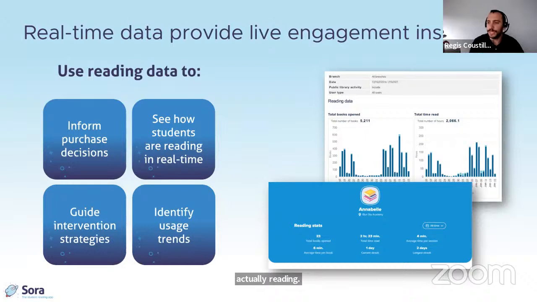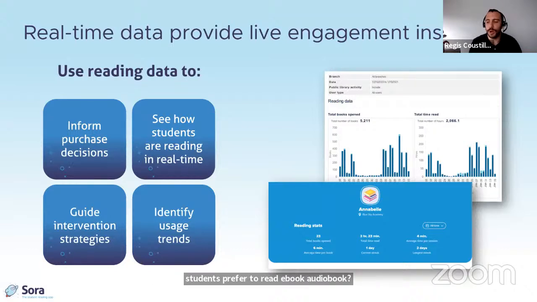The first one being more aggregate level data, more school-wide level data. So you could see for your whole school, how many books are being read, how much total time is being spent reading, how do students prefer to read, ebook, audiobook, those sort of macro level trends.